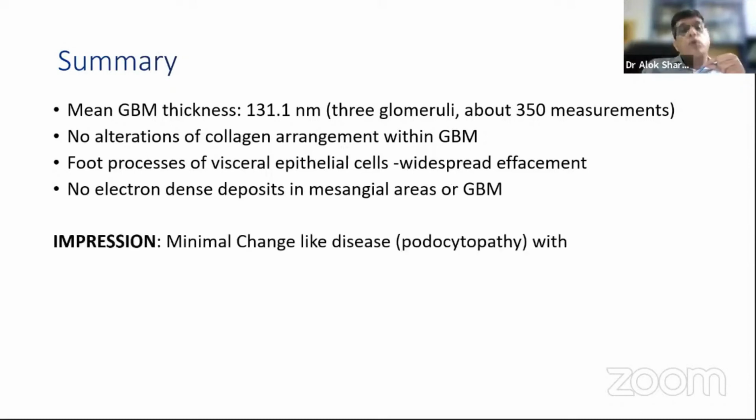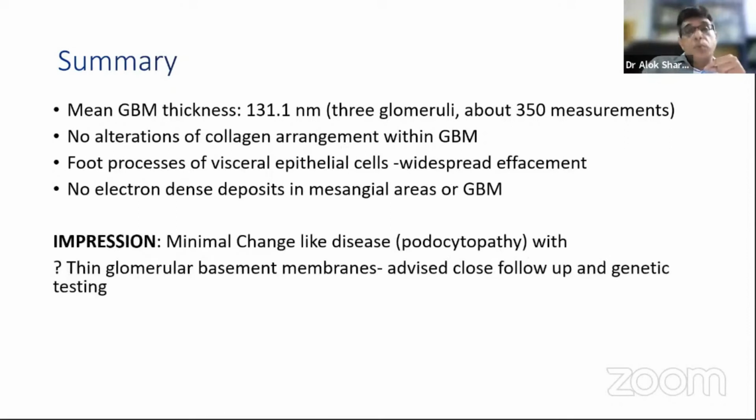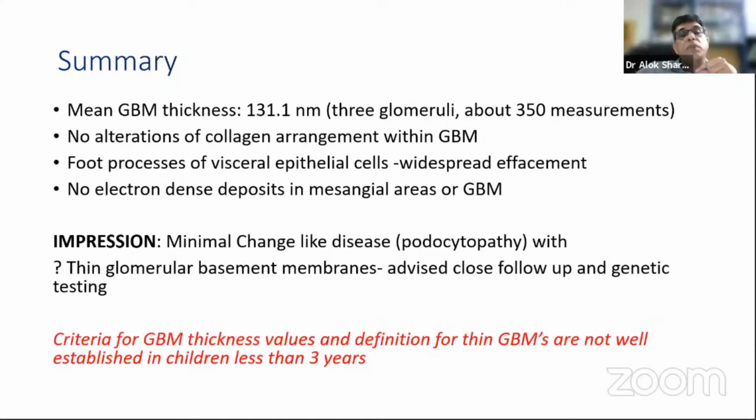So the overall impression was a minimal change-like disease, podocytopathy, with query thin glomerulus. The problem why I'm putting a query here is that criteria for GBM thickness values and the definition of thin GBM are not well standardized in children less than 3 years. So there's a problem there. Children have thinner GBMs at birth, which progressively gain in thickness.